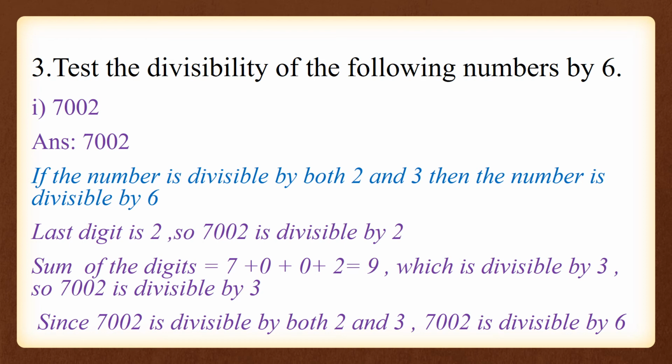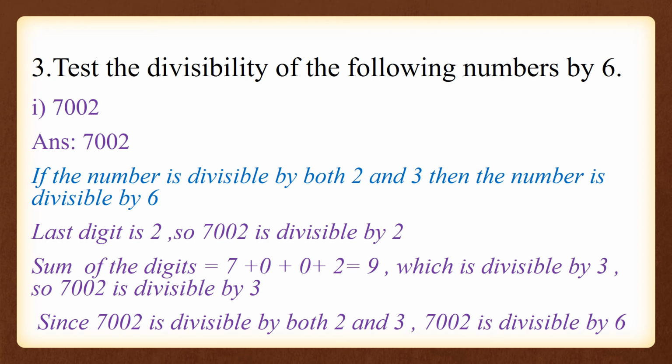So, we are going to check whether this number is divisible by 2 or not. So, what is the divisibility rule for 2? If the ones place is 0, 2, 4, 6 or 8, then the number is divisible by 2. Here the ones place is 2. That is, the last digit is 2. So 7,002 is divisible by 2.